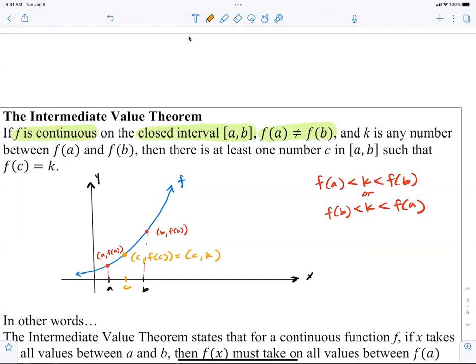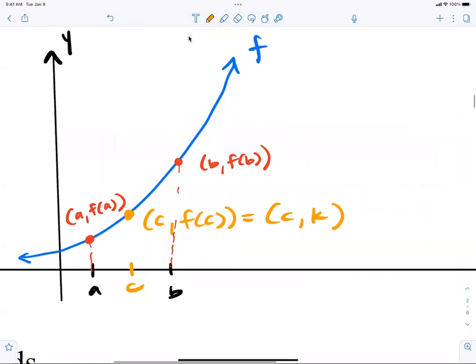And there could be multiple x values that have a y value of k. It's just you're guaranteed at least one point where the function value, the y value, would be k.